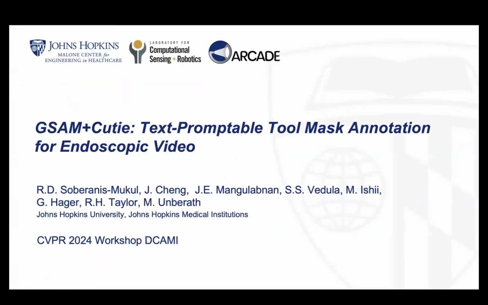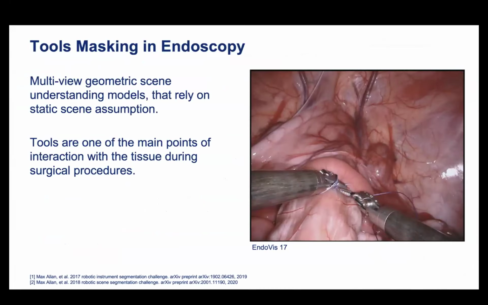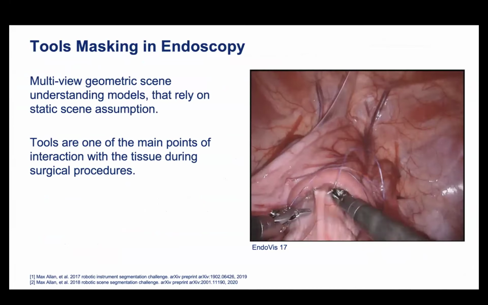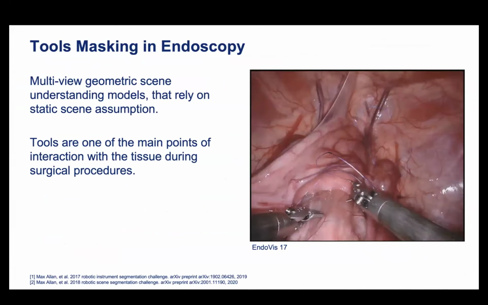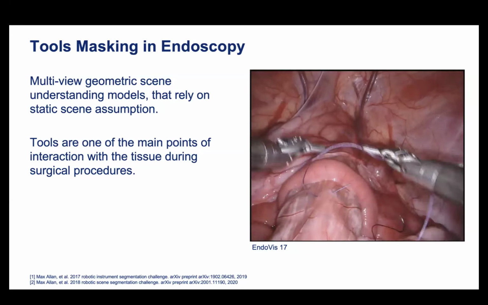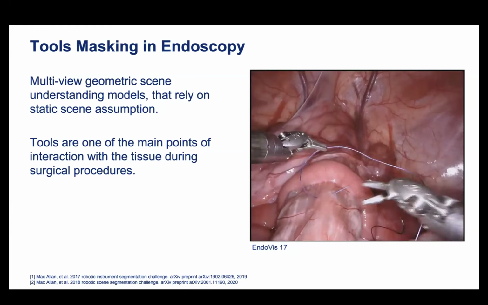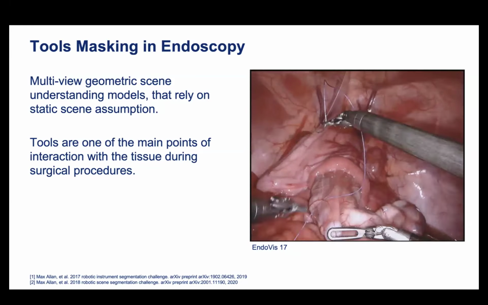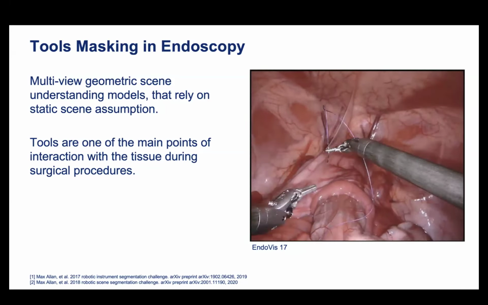Okay, thank you. So our work is related to binary tool masking in endoscopic video. In general, this is a task that has different applications. For example, in multi-view geometric scene understanding, the algorithms assume a static scene, and this assumption no longer holds whenever we have instruments moving around the scene. Similarly, the tools are one of the main points of interaction with the tissue during the surgical procedure. So knowing the tool position and having tool annotation can help us to develop methods for tissue interaction. So tool masking is useful.